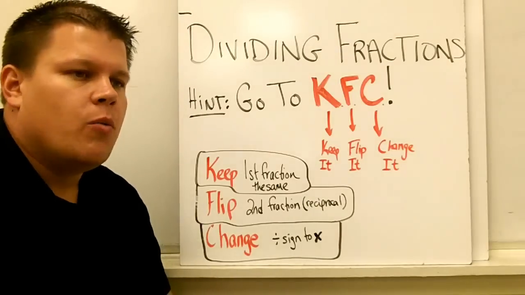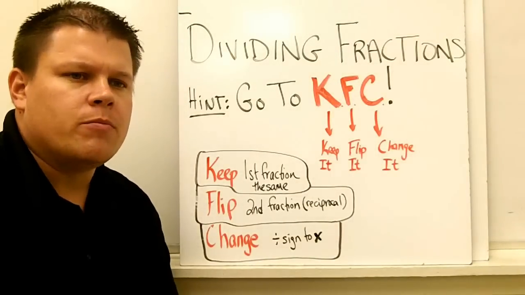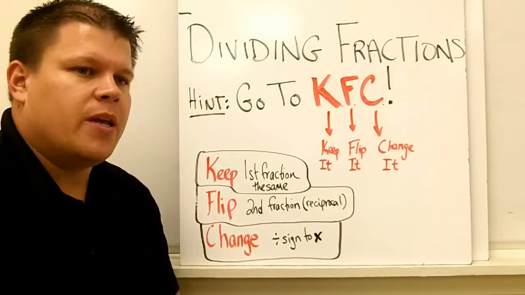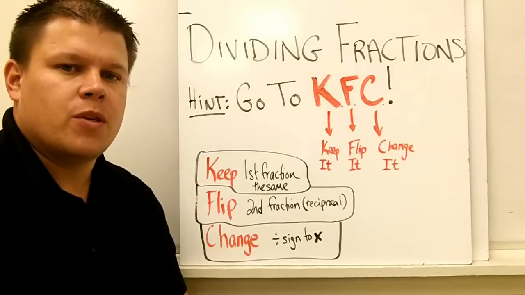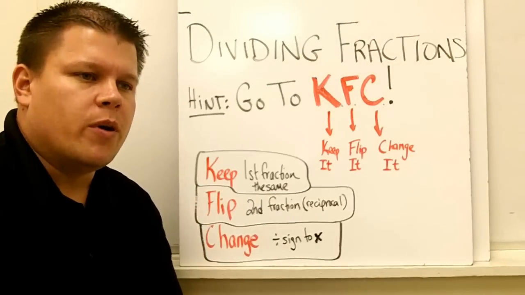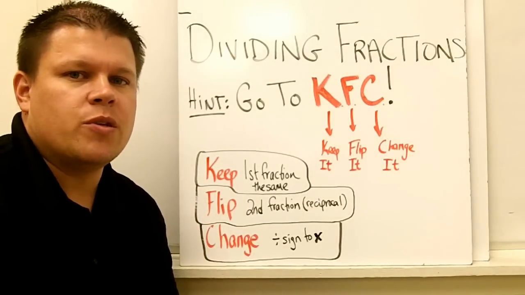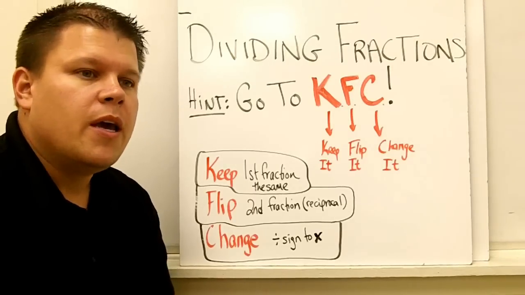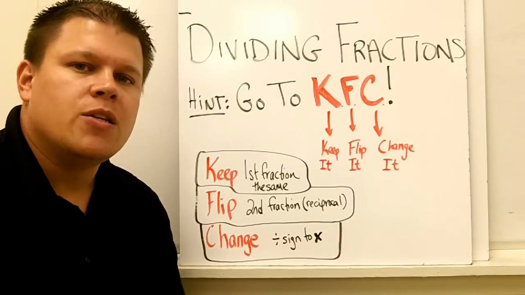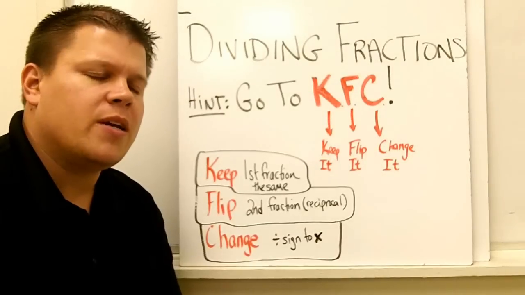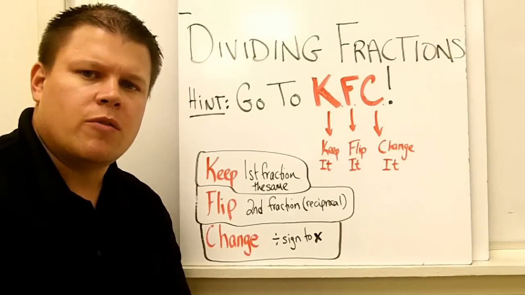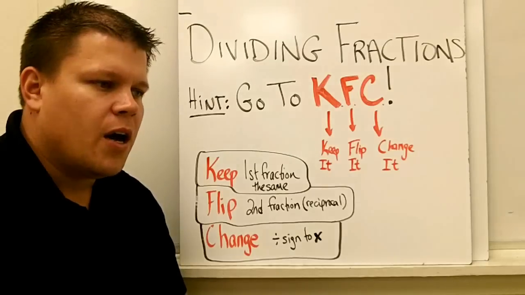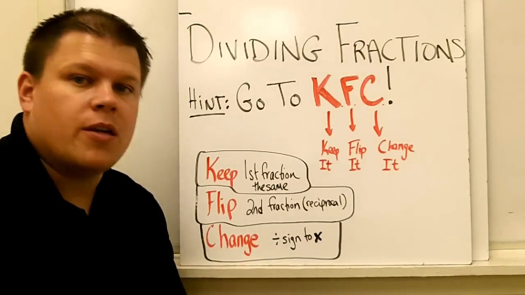What are we changing? Well, in a division fraction problem, for instance, 1/2 divided by 2/3, we would keep the first fraction the same. So we would keep it 1/2. We would flip the second fraction to its reciprocal. For instance, 2/3 turns into 3/2. And we would change the division sign to a multiplication sign. So in essence, we're multiplying by the reciprocal of the second fraction, if you want to think of it in an upper level sense. But basically, we're keeping it, flipping it, changing it.